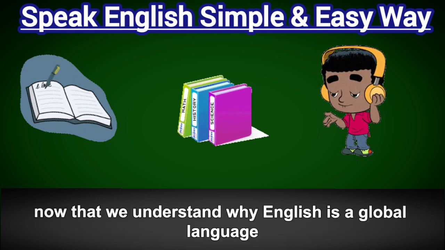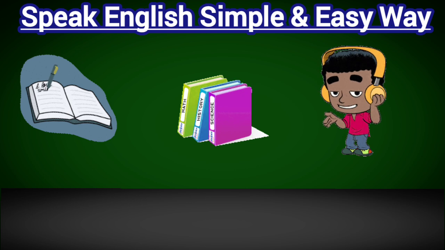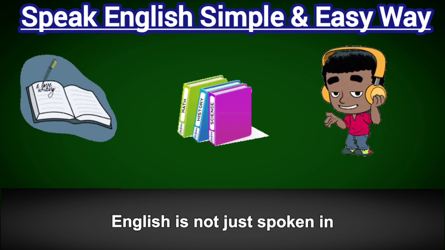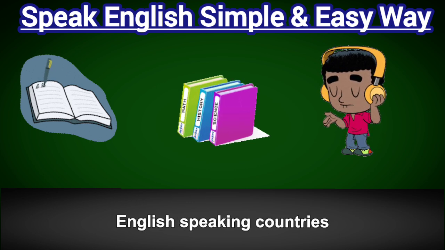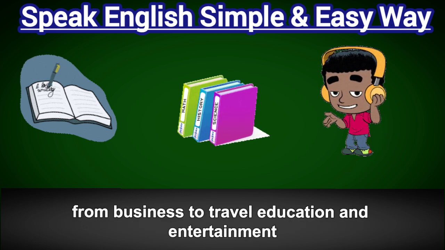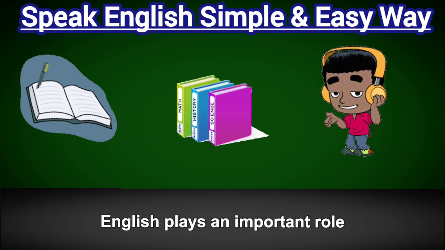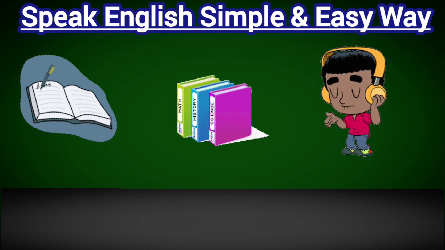Now that we understand why English is a global language, let's talk about how widely it is used around the world. English is not just spoken in English-speaking countries. It is used in almost every part of life, from business to travel, education, and entertainment. Let's explore some of the main areas where English plays an important role.